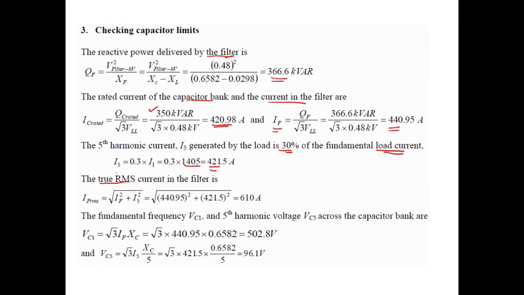Then what will be the root mean square current? The true root mean square current that flows through the filter will consist of the fifth harmonic current and the fundamental current that flows through the filter. The fundamental current that flows through the filter is 440, and the fifth harmonic current that flows through the filter is 421. Then the root mean square value of the current will be 610 ampere. Okay.